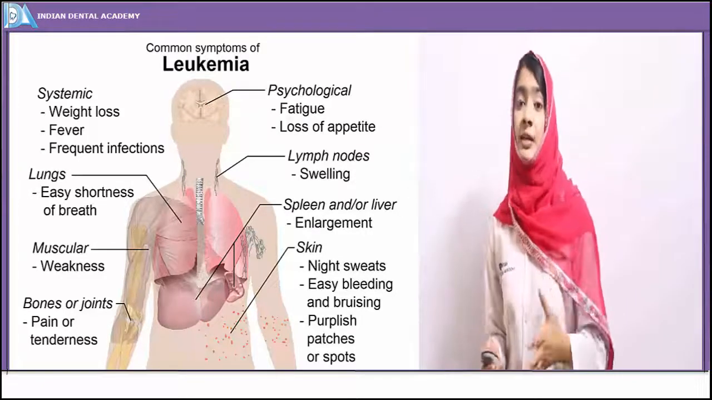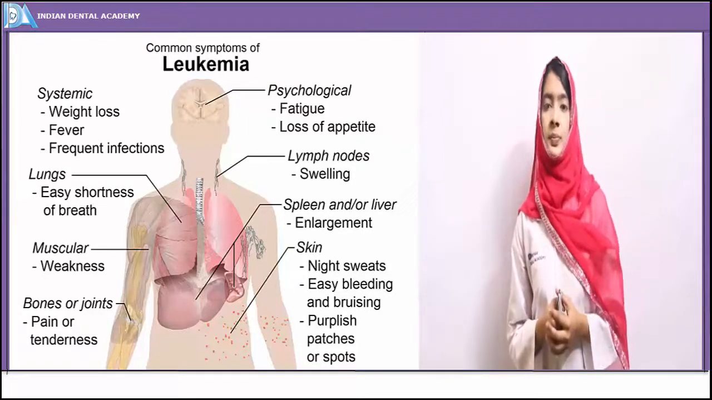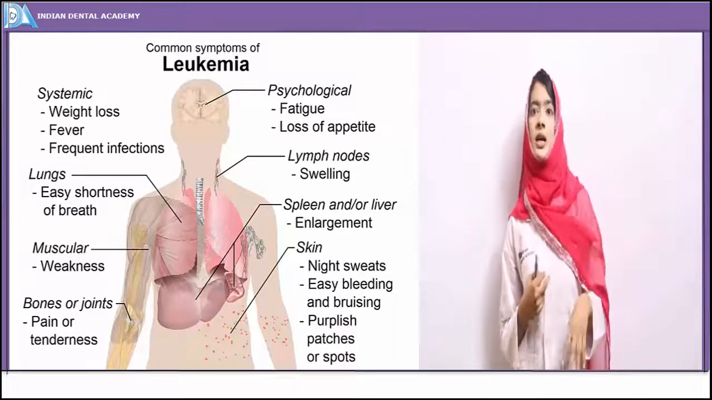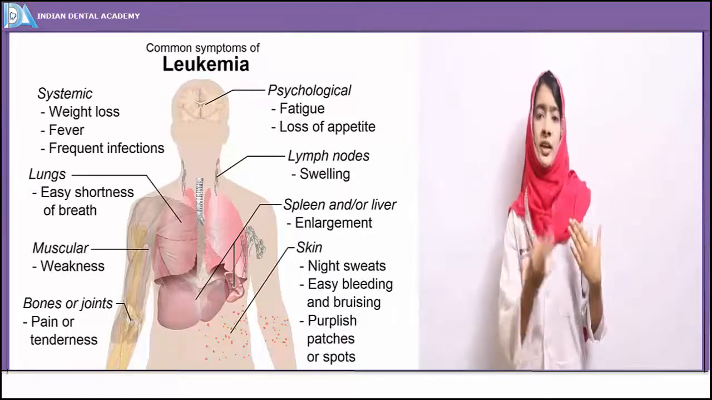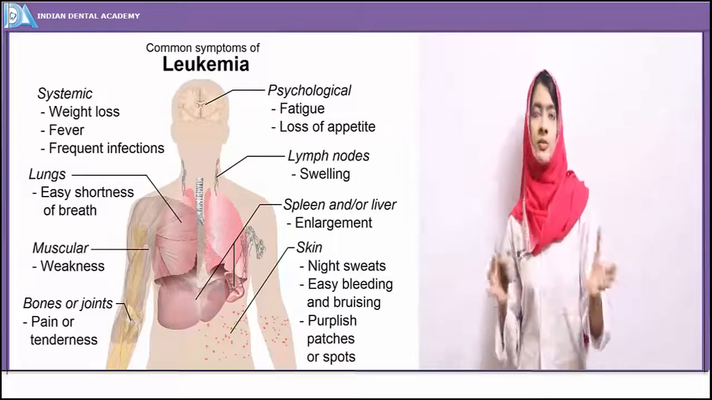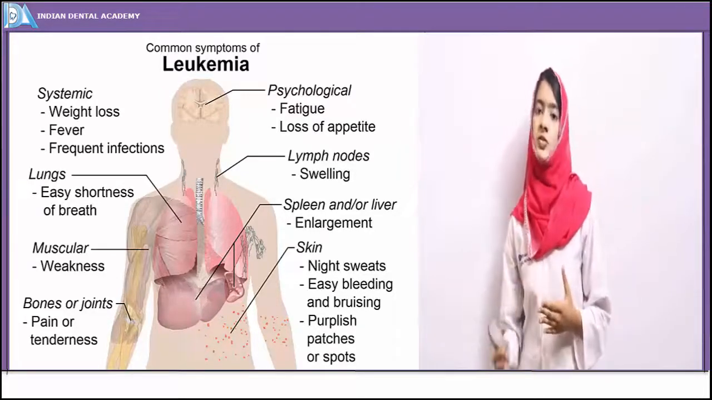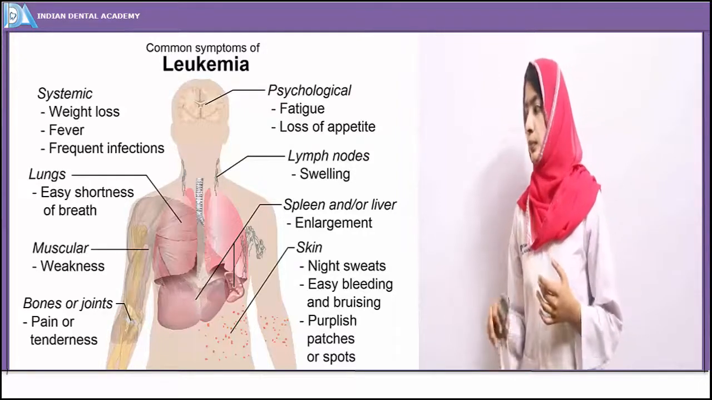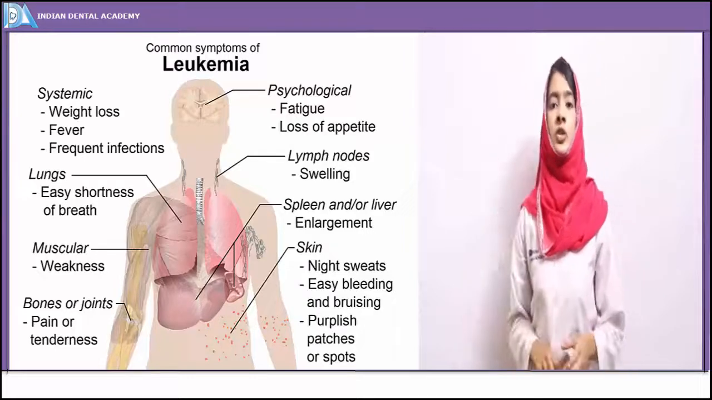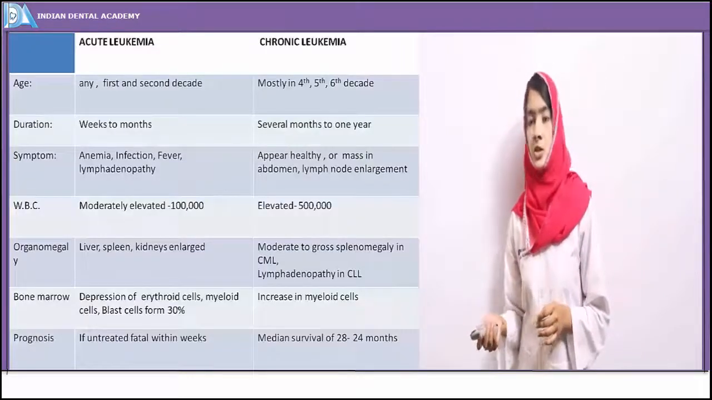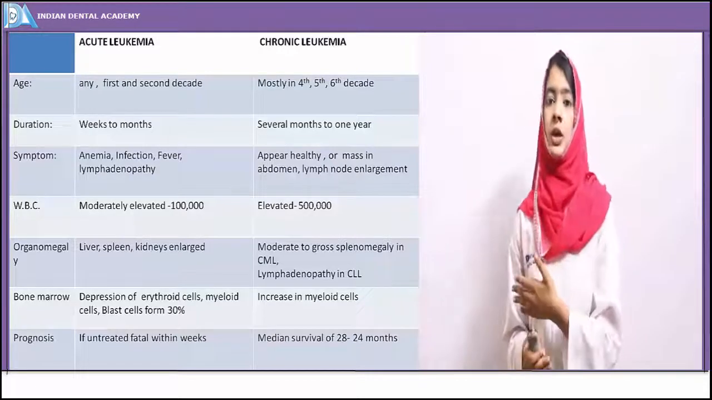And there is invariably enlargement of lymph nodes in leukemic disease. Whereas in anemia, characteristic features like fatigue, weight loss, and fever may be present, but lymphadenopathy is not present. So here the characteristic of leukemia is the enlargement of the spleen and the lymph nodes. Along with that, the appearance of skin lesions, that is purplish spots on the skin, is more common. So these are the common symptoms of leukemia. Along with that, we'll see the oral manifestations.